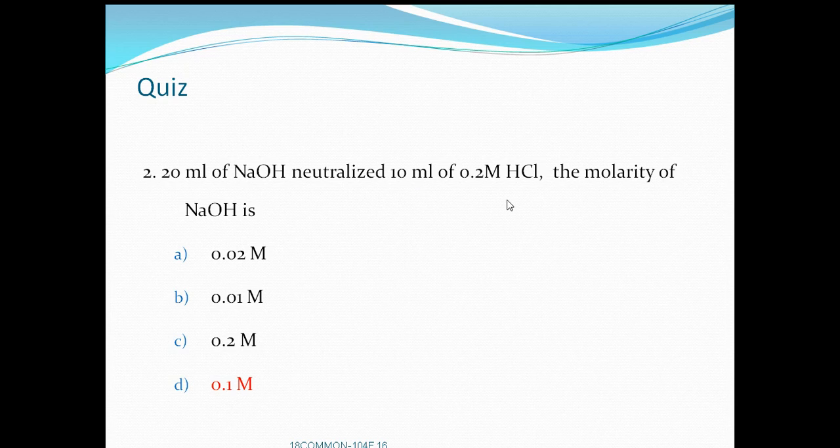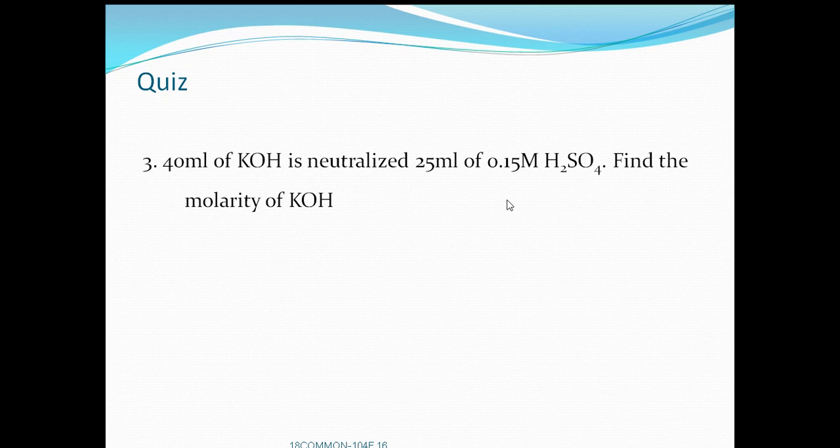The same questions we can calculate in the laboratory also. In the laboratory, we take a primary standard solution, then we titrate the secondary solution. By using the primary standard solution, we can calculate the concentration of the secondary solution using volumetric analysis and the neutralization reaction. Another question I am giving: 40 ml of KOH is neutralized by 25 ml of 0.15 M H2SO4.